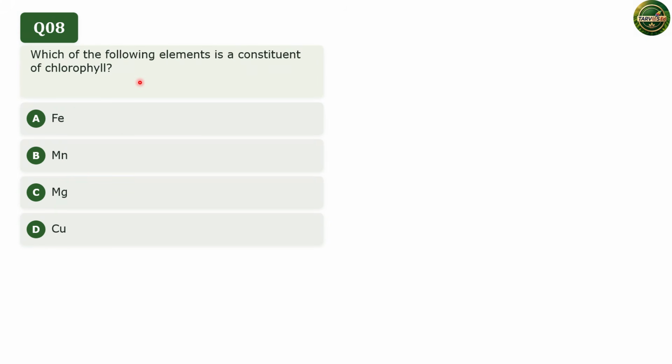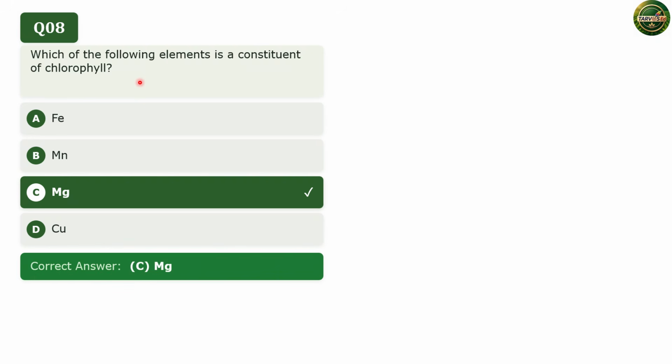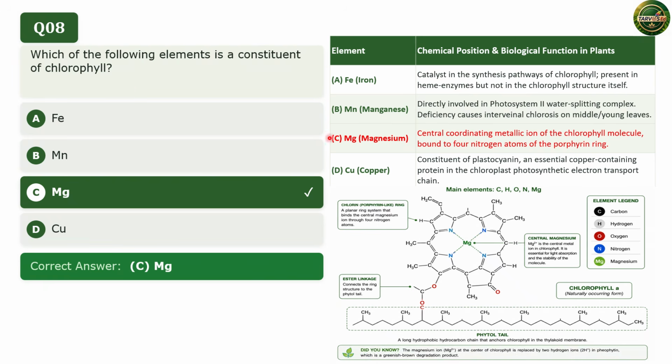The next question is, which of the following elements is a constituent of chlorophyll? The correct answer is option C, magnesium. Here you can see the structure of chlorophyll. The chlorophyll contains a porphyrin-like ring with 4 nitrogen atoms directed towards the center, and there is a magnesium ion that is coordinated by those 4 nitrogen atoms. So magnesium is a true structural constituent of chlorophyll, not just simply an enzyme cofactor. While all other 3 options are also involved in photosynthesis, they are not a direct structural component.